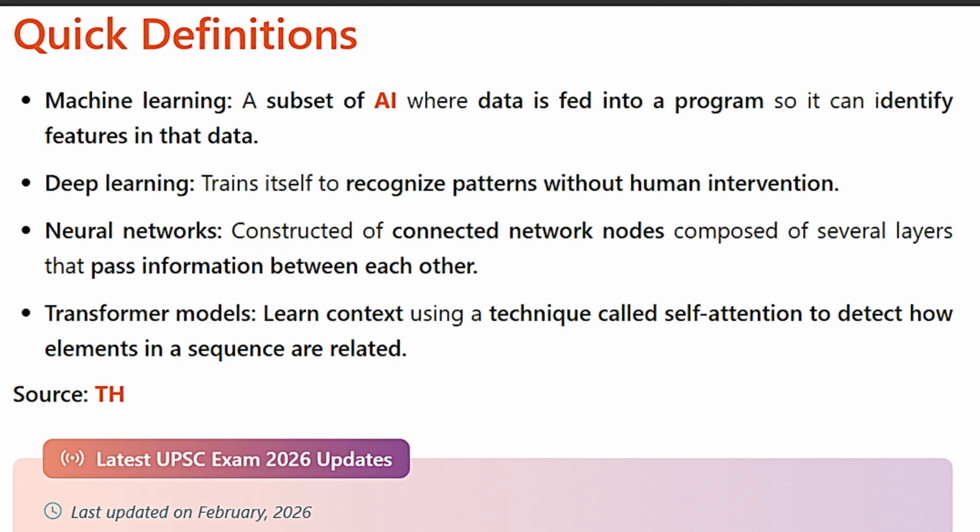Quick definitions. Machine learning: a subset of artificial intelligence where data is fed into a program so it can identify features in that data. Deep learning: trains itself to recognize patterns without human intervention. Neural networks: constructed of connected network nodes composed of several layers that pass information between each other. Transformer models: learn context using a technique called self-attention to detect how elements in a sequence are related.